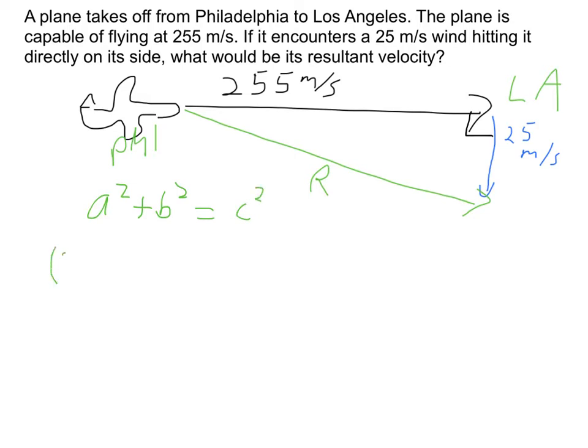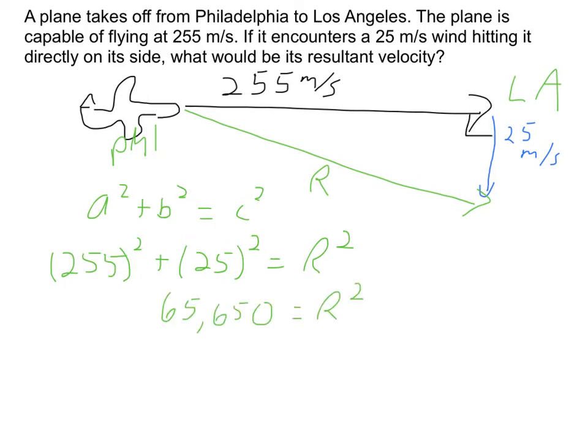So I have 255 squared plus 25 squared equals r squared. Now I'm just going to work a little bit of math and come out with my answer. I put all the stuff on the left-hand side into the calculator and come out with 65,650. Now I need to square root both sides, right?